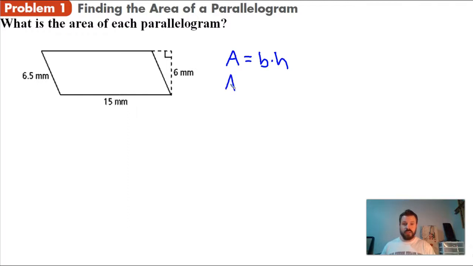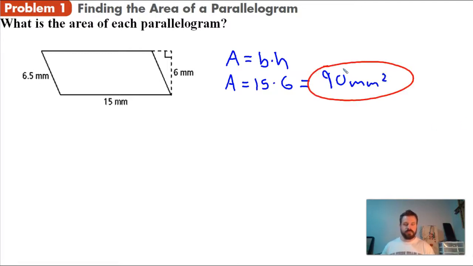All right, so we can fill in area is equal to 15 for the base, times 6 for the height. In other words, we could say 90 millimeters squared for our area. All right, again, trick with this one is just matching up the proper base and height. And again, since I don't know the height that goes along with this base of 6.5, I can't use it, and that'll lead into the next problem we're looking at as well.